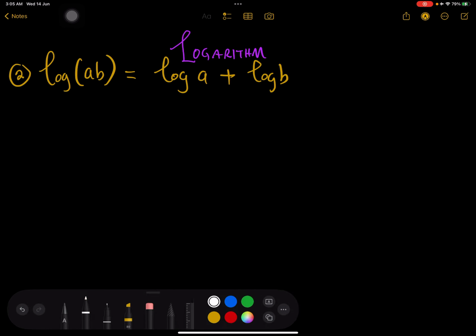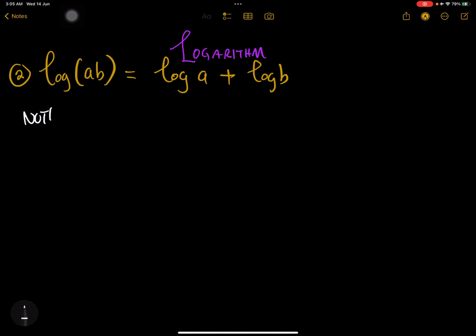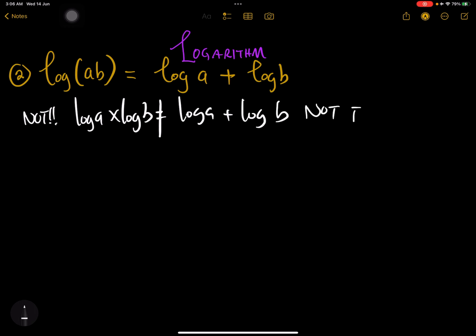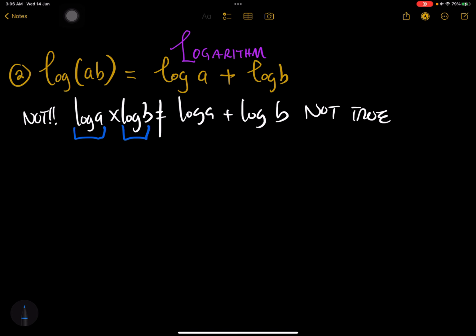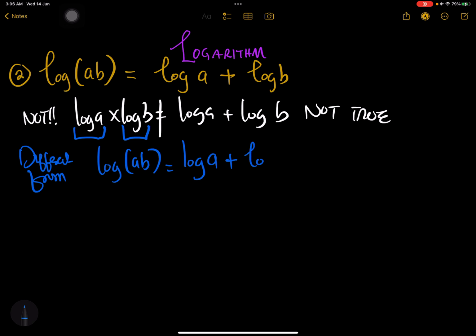Now let's be careful. We're not saying log A times log B is the same as log A plus log B. No, it's not true. Don't forget, this is what we are looking at here. Log A times log B is different from log of AB, which we are saying is the same as log A plus log B. So we need to be mindful of that law.